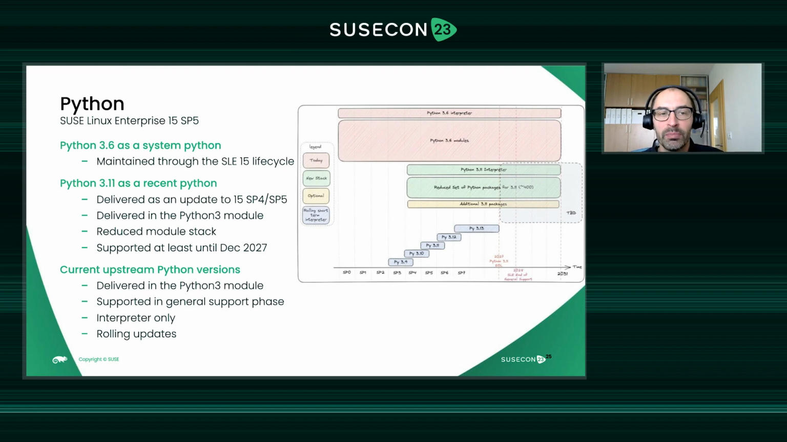Speaking of Python, there is one big change which I want to highlight. It's about adding a recent Python. So we do have Python 3.6 as the system Python in SLE 15. That's what we plan to do going forward. We are, however, adding another Python, 3.11. We already do it backwards from 15 SP4. So customers who have been using SLES already last year have a chance to use this recent Python. It is delivered in the Python 3 module.